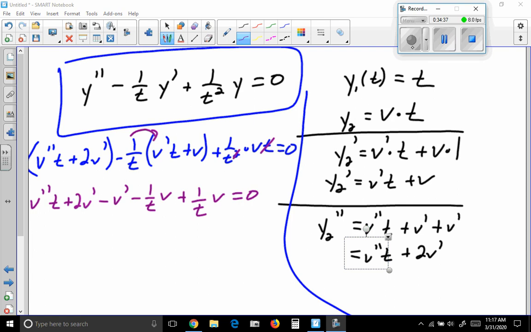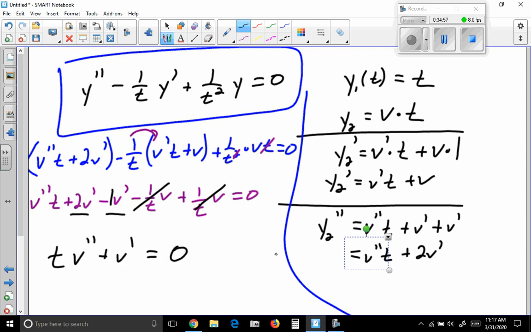If we simplify this, we have basically a v over t here and a minus v over t here. Those cancel. We have a 2v prime minus 1v prime, so we have, let's call this, t v double prime plus 1v prime equals 0.